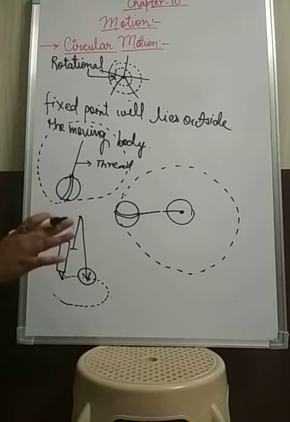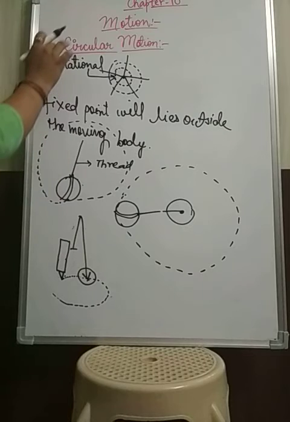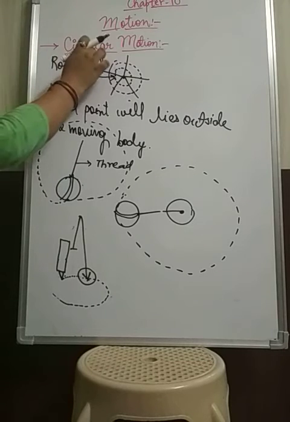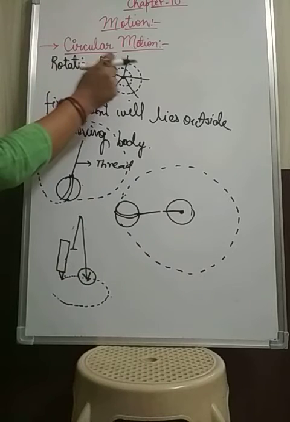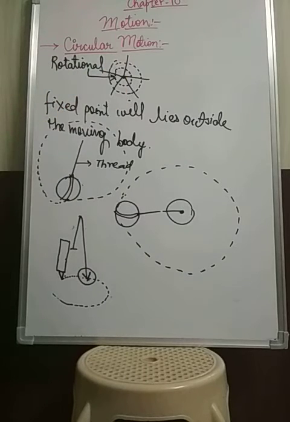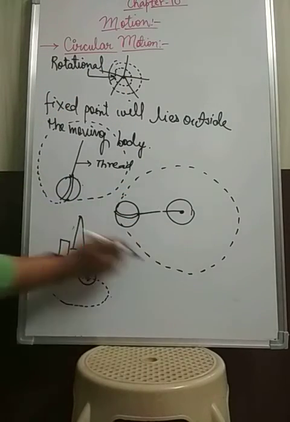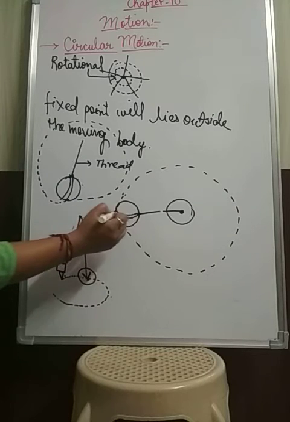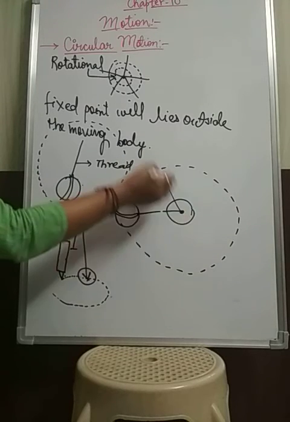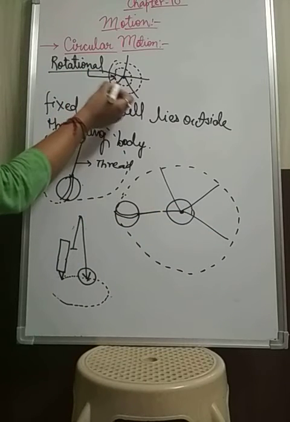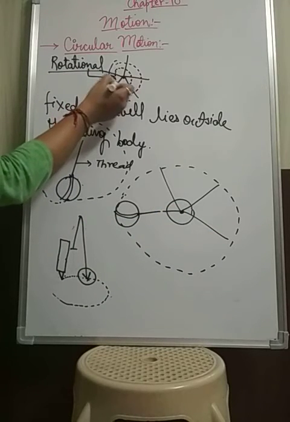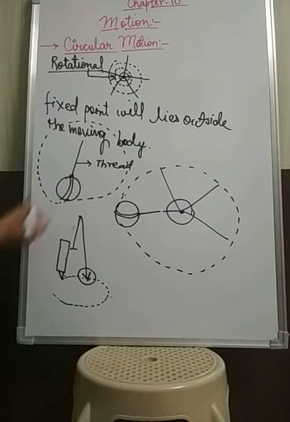So I hope the difference between rotation and circular motion is clear. In circular motion, the fixed point lies outside the body, whereas in rotational motion, the fixed point lies inside the body. Okay, the whole body will cover the same distance. This whole ball will cover the same distance from the center. Whereas in rotational motion, different parts of the body will cover different distances from the center.